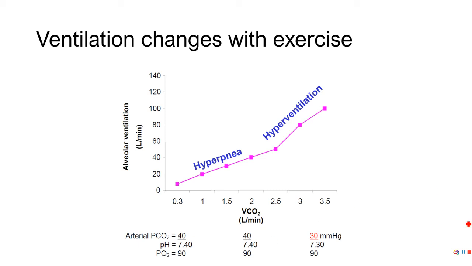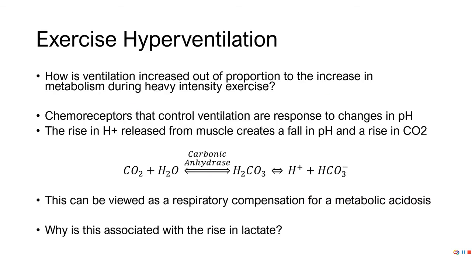But then we get into this hyperventilation. As we get to max exercise, our PCO2 drops to 30, our pH also drops, but our PO2 remains constant, might even go up. And so this is exercise hyperventilation. We're breathing more than what's needed for metabolic demand. We determine whether or not someone's hyperventilating by looking at their CO2. CO2's dropped, so I'm breathing more than I need. So what's causing this?